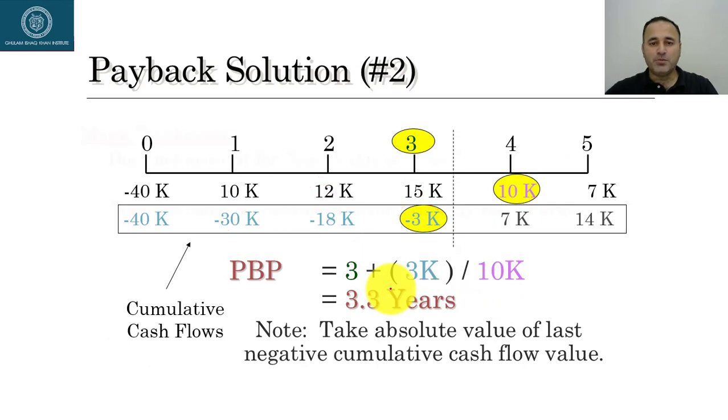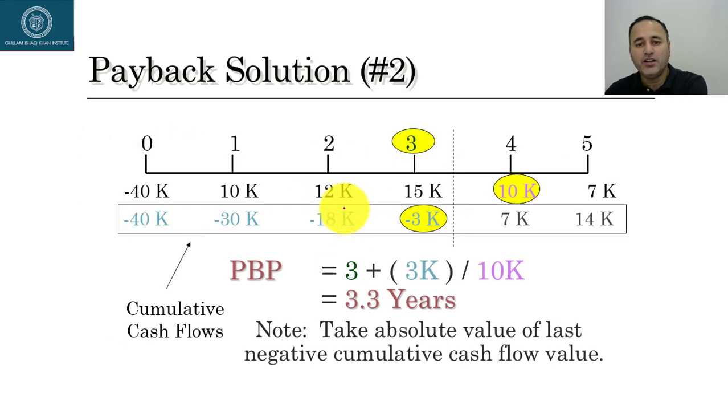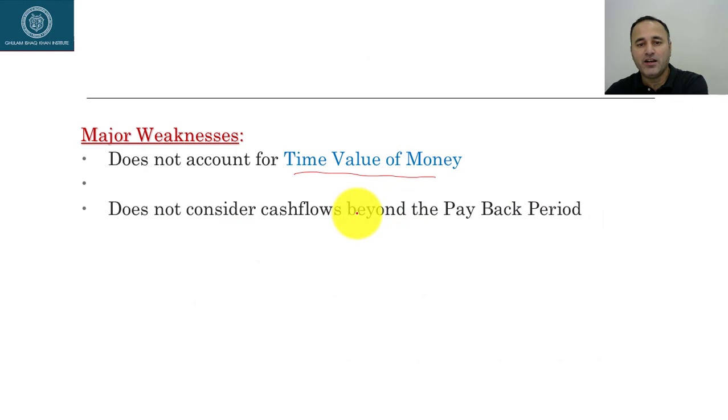So it's nice and simple. Major weaknesses. One of the major weaknesses of the payback period is that it does not take into account the time value of money. If you see here, we are not discounting these cash flows. I'm only working with those numbers without applying any time value of money.